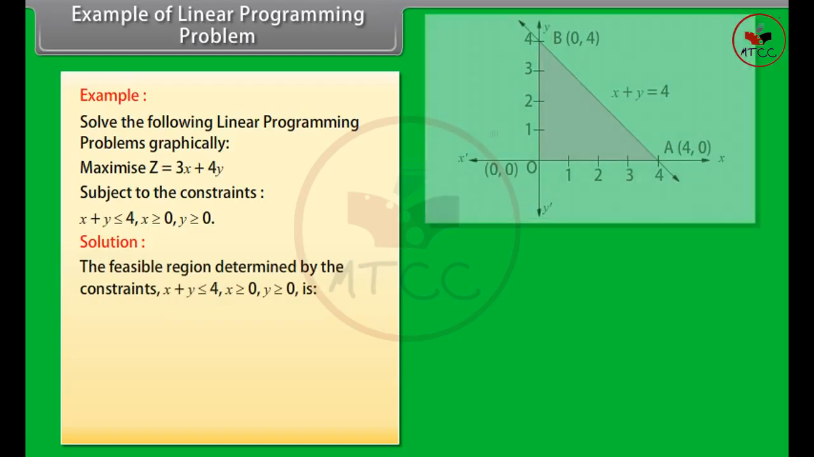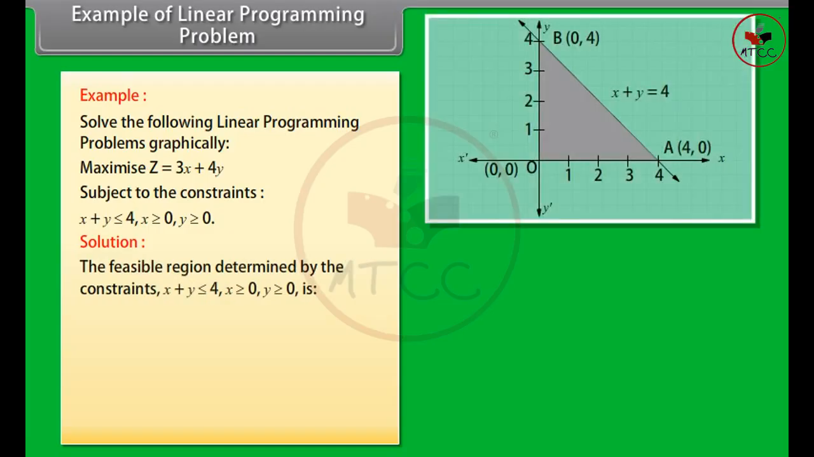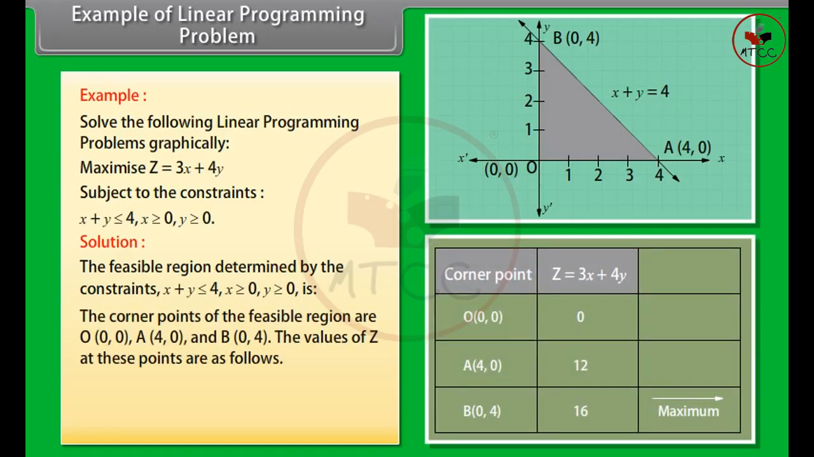Solution. The feasible region determined by the constraints x + y is smaller than or equal to 4, x is greater than or equal to 0, y is greater than or equal to 0 is given in the figure. The corner points of the feasible region are O(0, 0), A(4, 0) and B(0, 4). The values of z at these points are as follows. Therefore, the maximum value of z is 16 at the point B(0, 4).